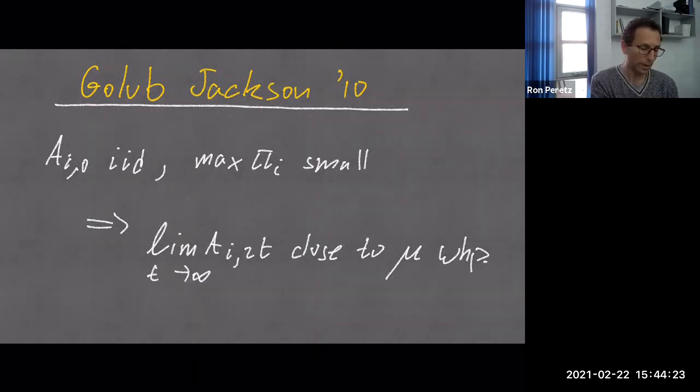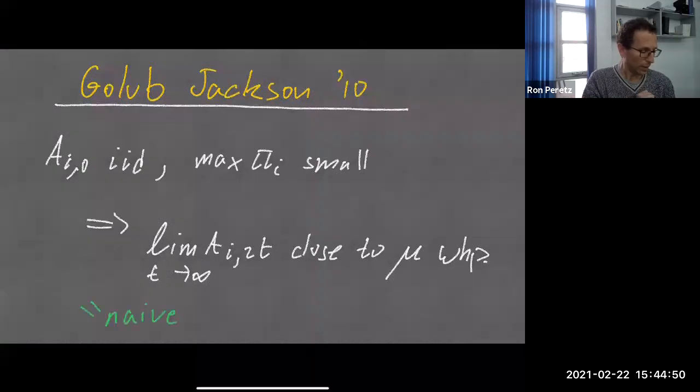When you take a weighted average and all the weights are small and the variables are IID, then by the law of large numbers the probability that the result will be close to the average is high. So by applying this, you get that the limit is close to mu, and this is what they called naive learning.